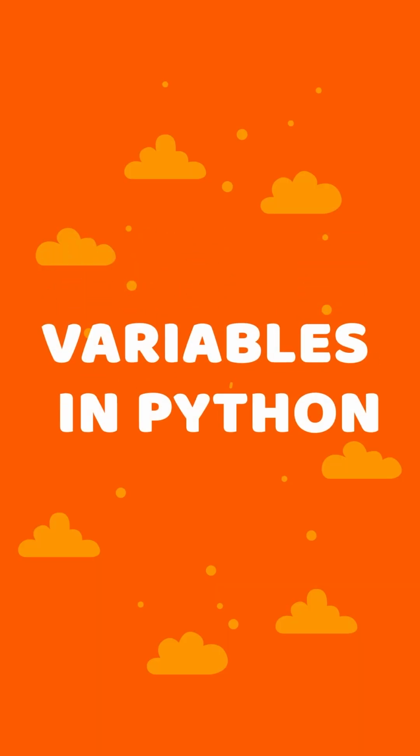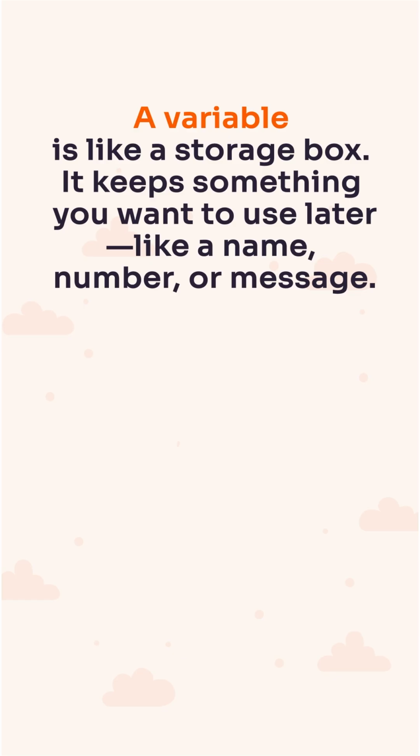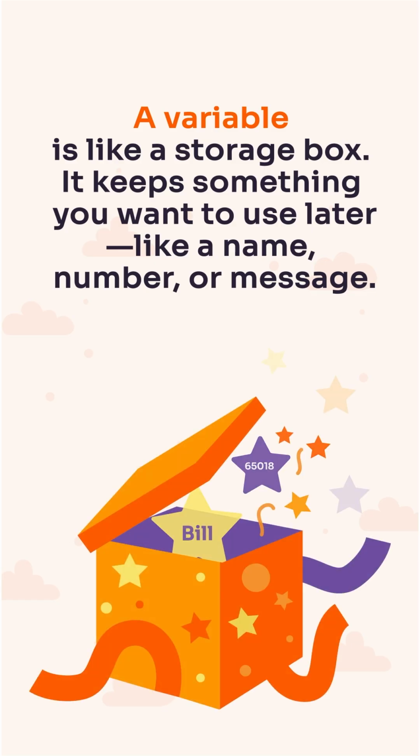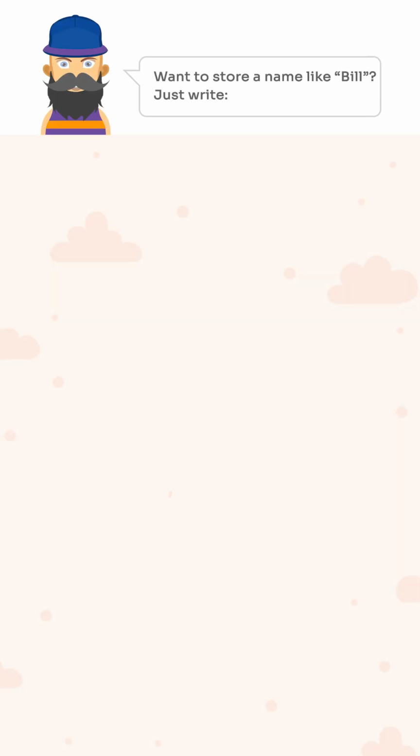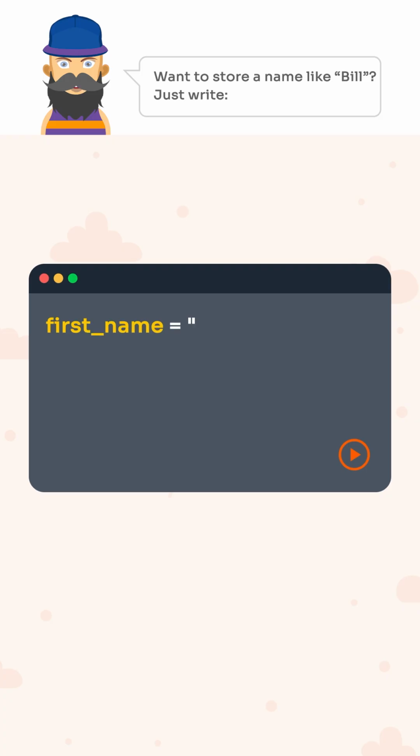Variables in Python. A variable is like a storage box. It keeps something you want to use later, like a name, number, or message. Want to store a name like Bill? Just write first_name equals Bill.